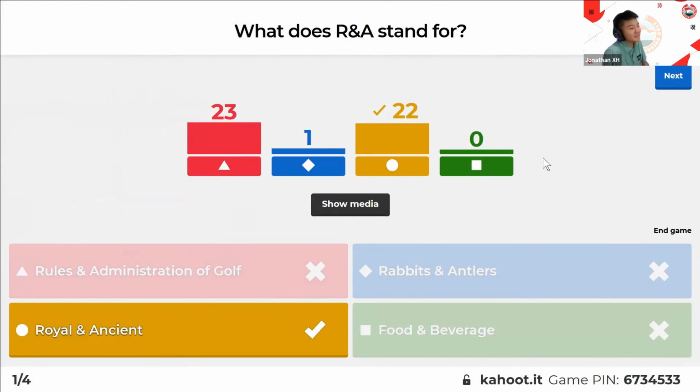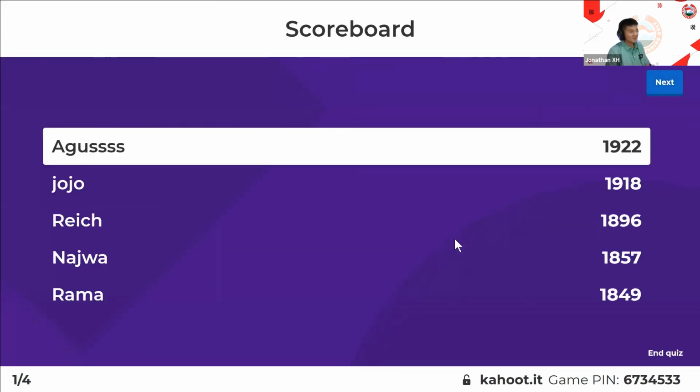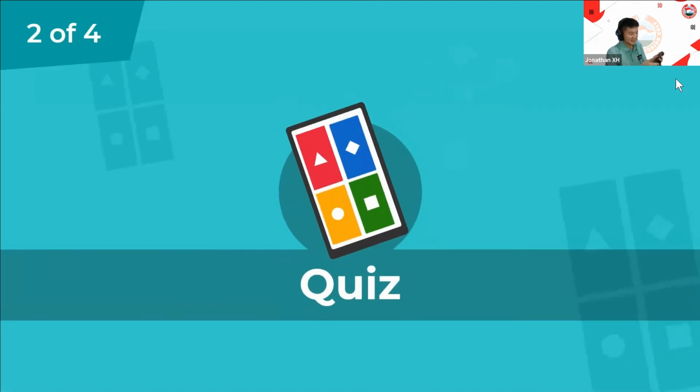We at least have an improvement. Last week only 6 people got it right. Today we have 22 people who got it right. Very good. We're slowly improving. RNA stands for the yellow one, Royal and Ancient, not Rules and Administration of golf. That's a bait question that I put in. Ah, that's me. I don't know who that is, but whoever that is, that's amazing.